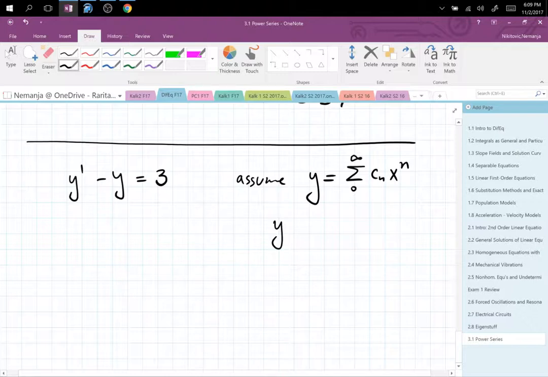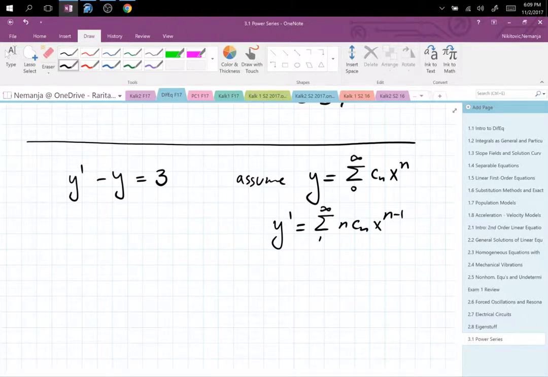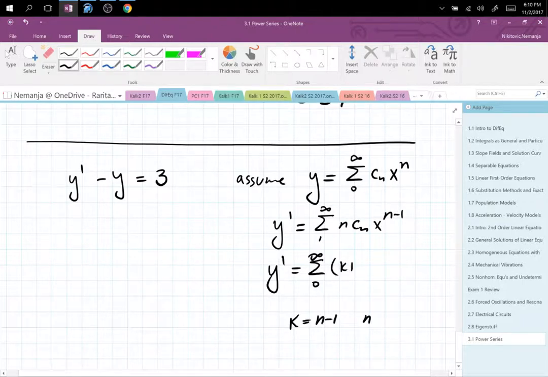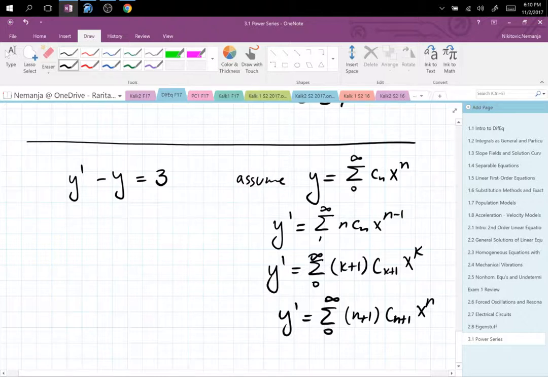That's great. So I need to differentiate this so I can plug it in for y prime. When I differentiate this, I get the summation from 1 to infinity of n Cn x to the n minus 1. And now I need to shift the counter to get it into the form where I can plug in and get the recurrence relation. So y prime with a shifted counter, 0 to infinity, right? We have k would be n minus 1. So n is k plus 1, so this is k plus 1, C k plus 1, x to the k. And then rename it: the summation from 0 to infinity of n plus 1, Cn plus 1, x to the n. So now you have this, plug in.